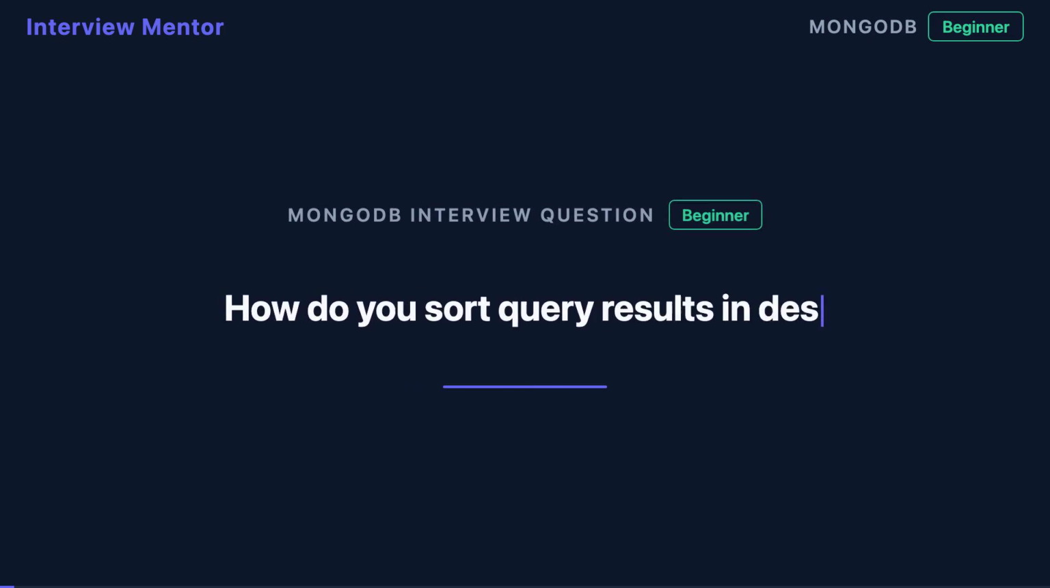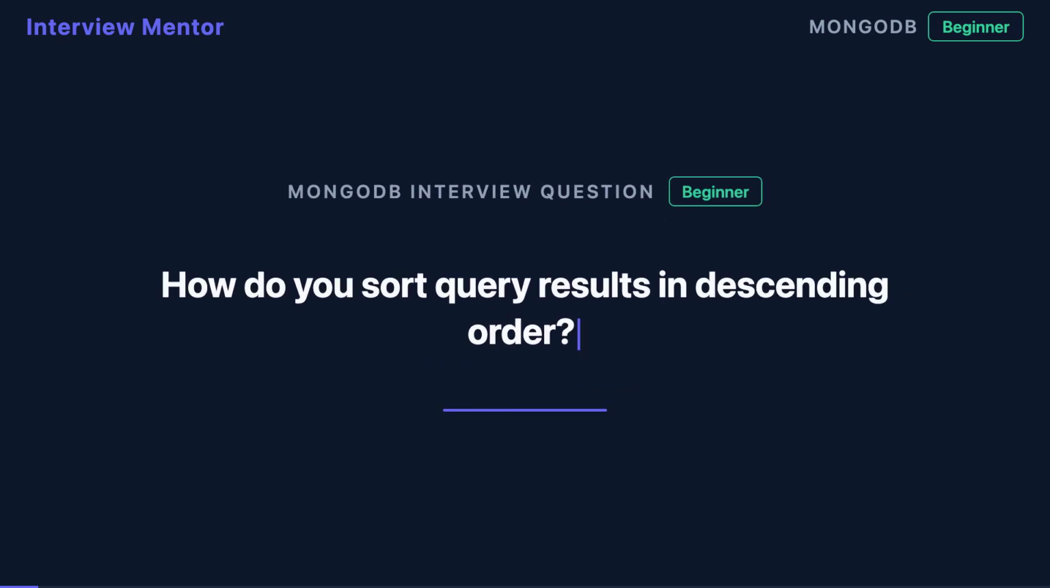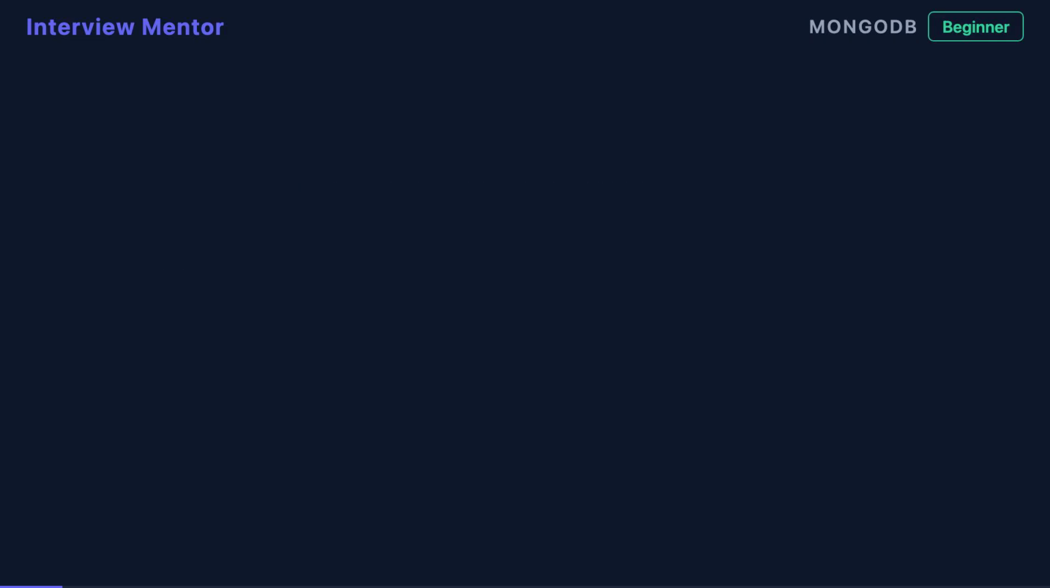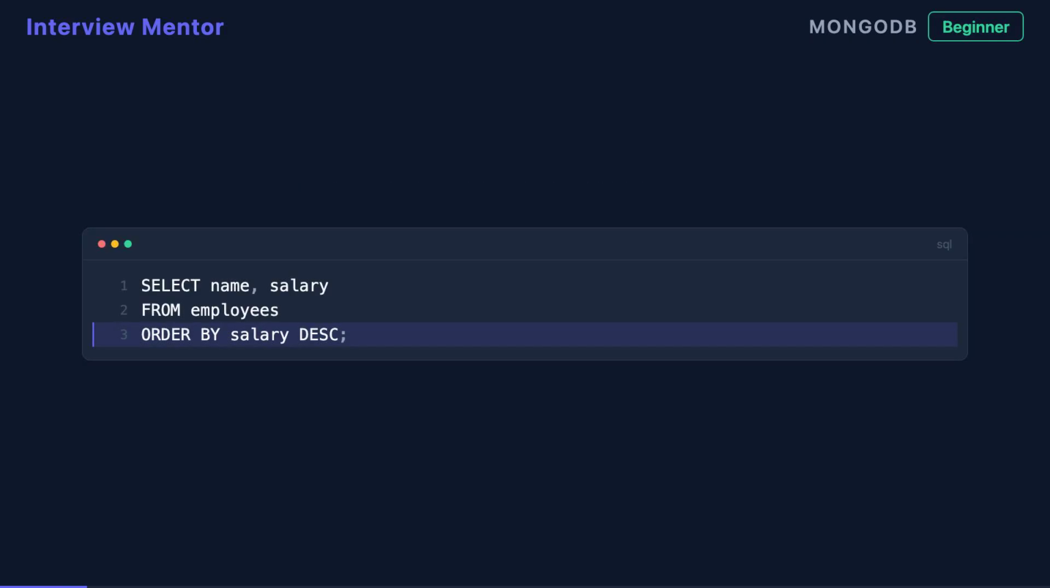Think your database returns results in any meaningful order by default? It doesn't. Here's how to take control. To sort query results in SQL, you use the ORDER BY clause. Place it at the end of your select statement, after the WHERE clause if you have one, followed by the column you want to sort.